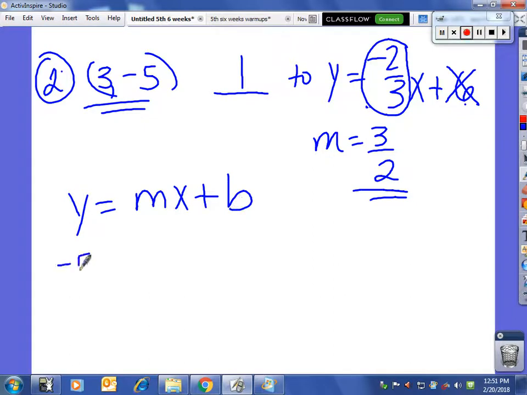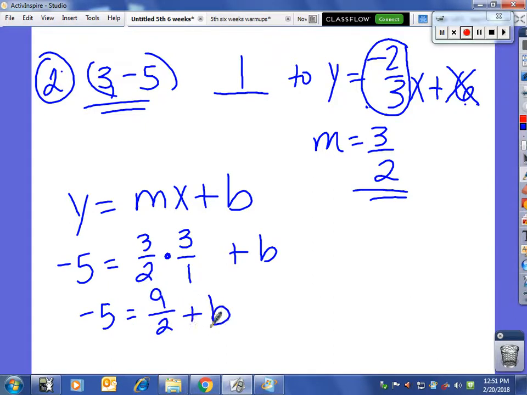Alright, so negative 5 equals 3/2 times my x value of 3 plus b. Negative 5 equals 9/2 plus b. Here's where you have a choice, guys. If you're a calculator person, get your calculator out and do the subtracting of 9/2. If you want to get rid of the fraction, that's fine too. If I got rid of the fraction, I'd have negative 10 equals 9 plus 2b. I would double everything. I'm getting negative 19/2 for my b value.